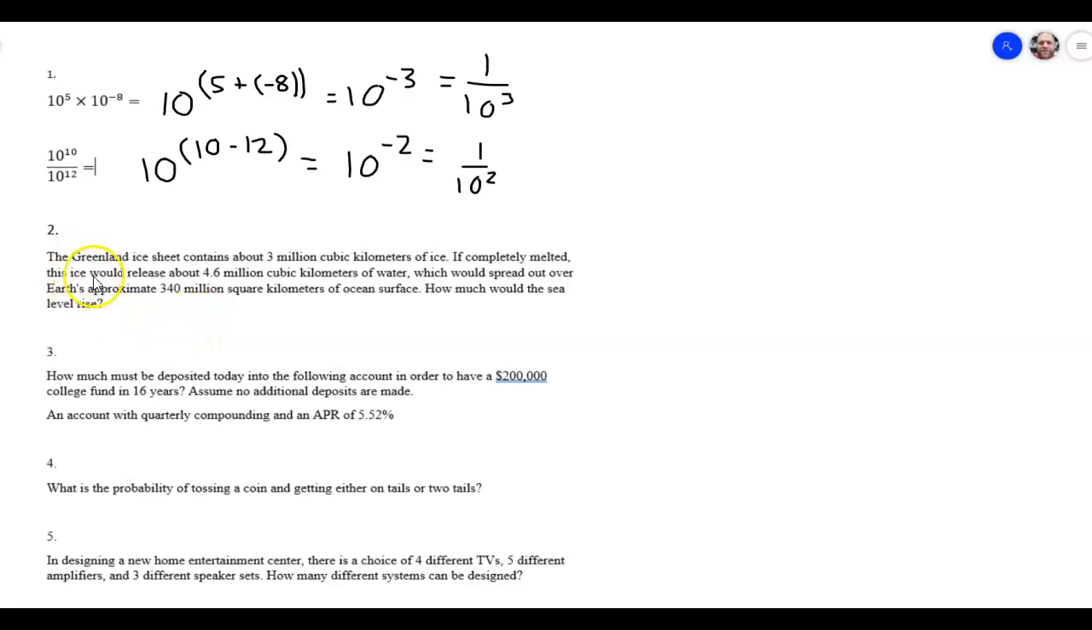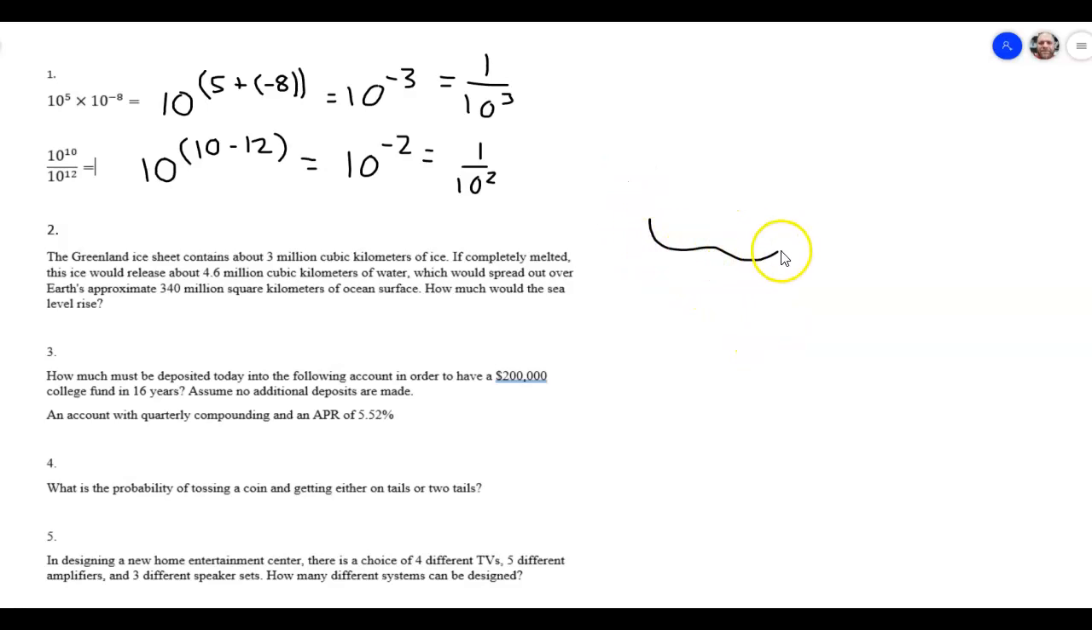All right, the Greenland ice sheet contains about 3 million cubic kilometers of ice. If completely melted, this would release about 4.6 million cubic kilometers of water, which would spread out over Earth's approximate 340 million square kilometers of ocean surface. How much would the sea level rise? So this is a pretty tricky question, probably the trickiest out of all of these. And here's how we have to think about it.